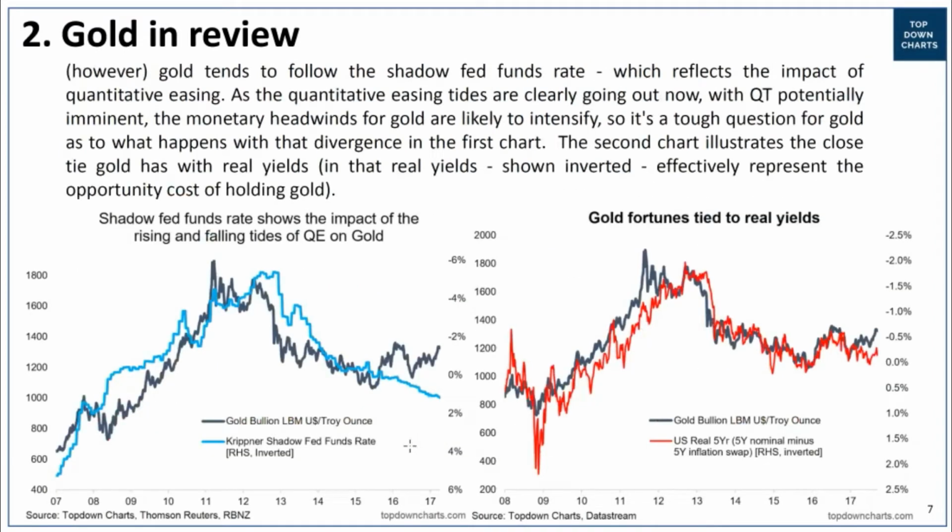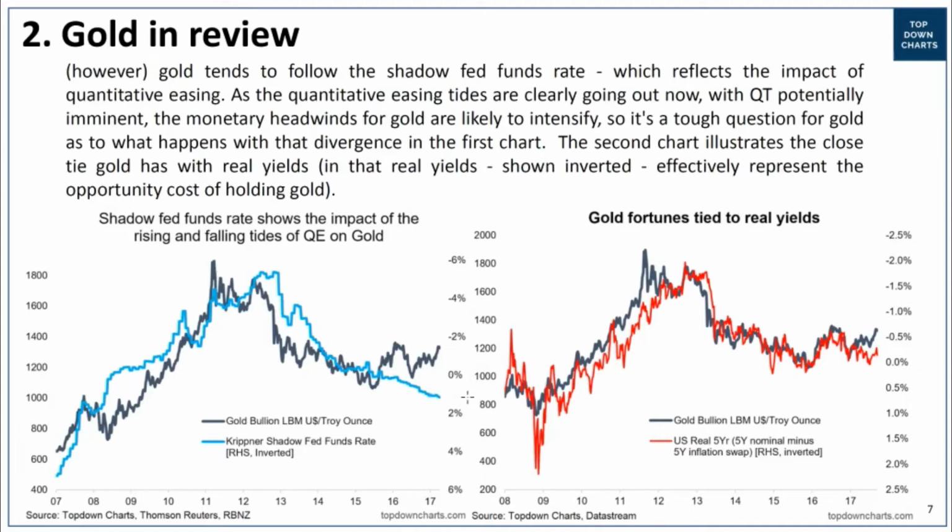So why would I be saying a bearish medium-term bias? Well, pretty much this one here on the left is a key driver of the view. That light blue line is the Krippner shadow Fed funds rate. That's the US Federal Reserve's benchmark interest rate adjusted for the impact of quantitative easing. Now, given that we're entering into quantitative tightening and we're probably going to see another rate hike in December, that line, and it is inverted, so it's going to keep on going down towards that 2% level, is only going to continue to present further headwinds to gold.